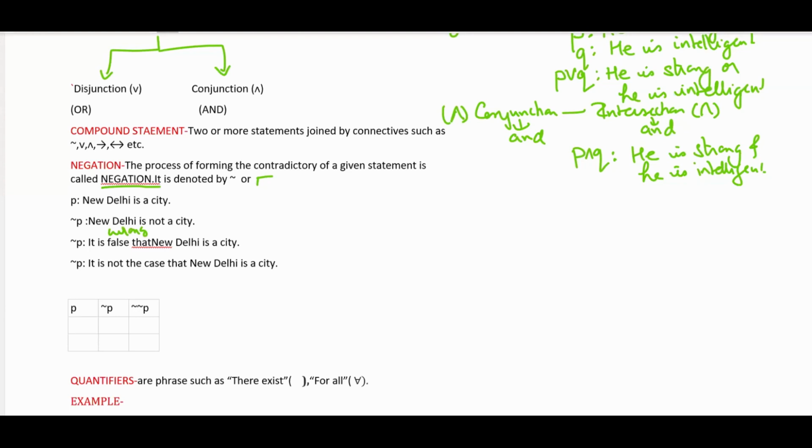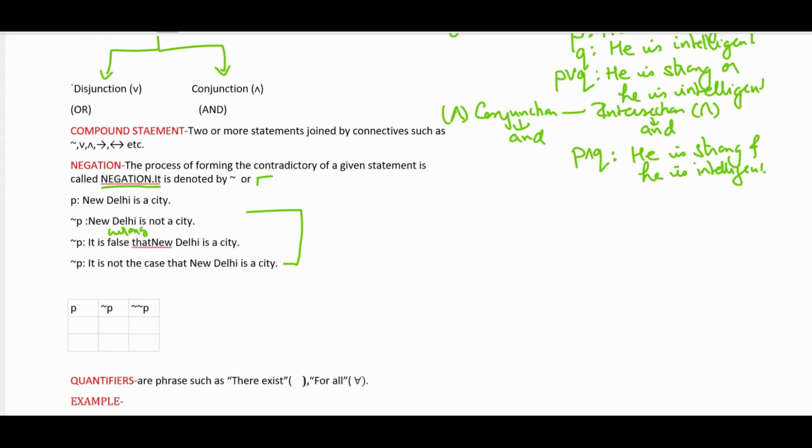That New Delhi is a city. You may also negate this statement by writing it is not the case that New Delhi is a city. So these are three ways in which we can negate the statement. Now this is the truth table of negation.